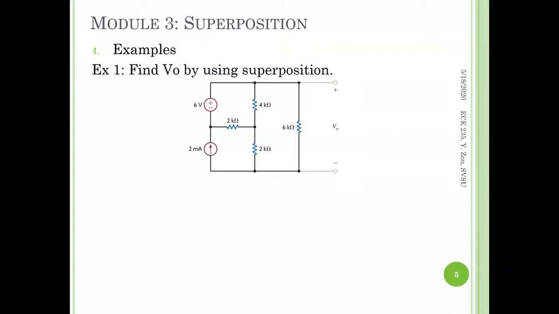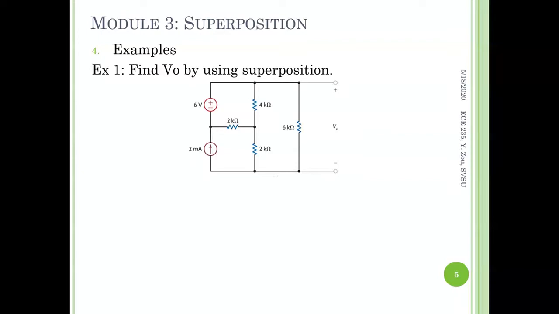Now let's take a look at some examples to really learn how to conduct this technique. Example 1: find V naught by using superposition. So clearly it requires using superposition. We can't use nodal and mesh, even though they are absolutely sufficient to solve this circuit. Okay? So let's see what the procedure is here.